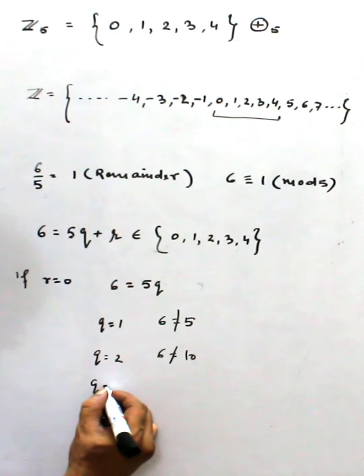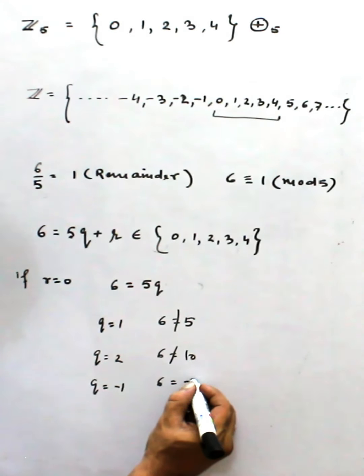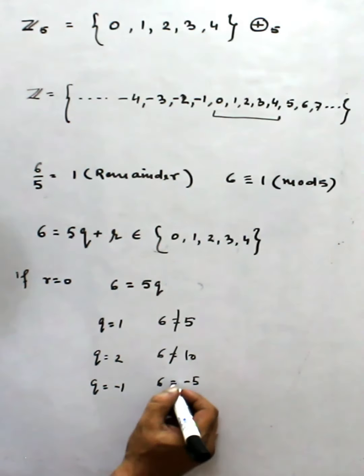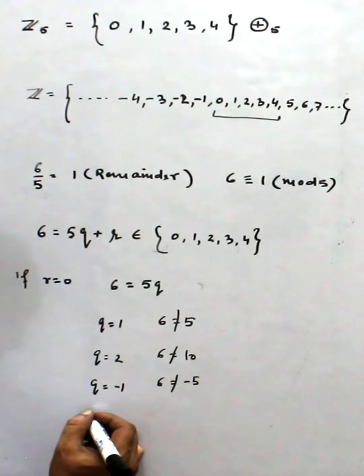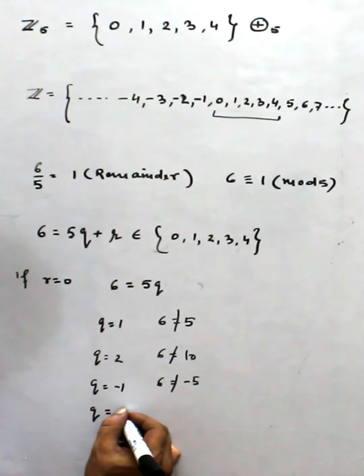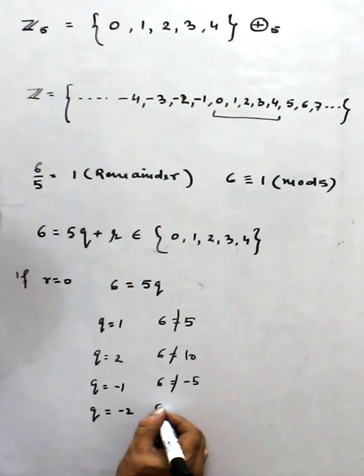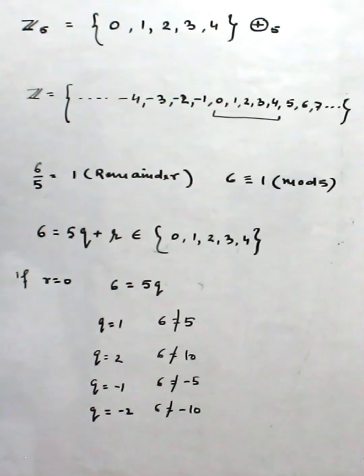If I take q is equal to minus 1, then the right side becomes minus 5, and this is again not equal. So if I take q is minus 2, then 6 equals, and this side is minus 10, this is again not equal.